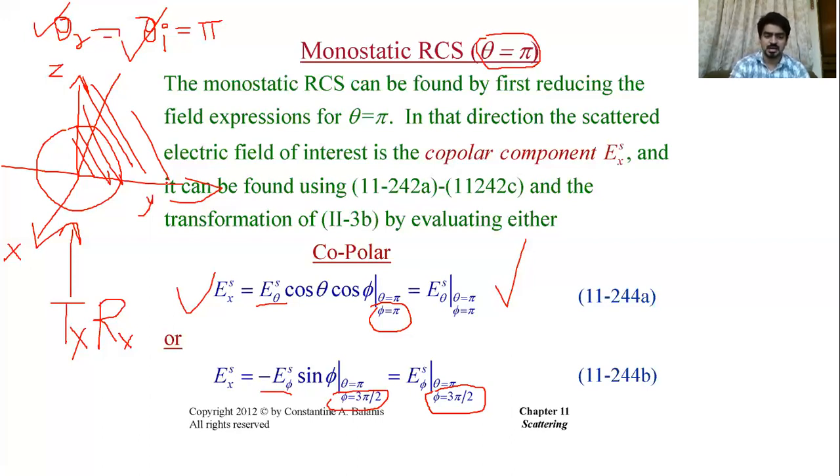Here, E phi along the Y direction will be something like this. However, when we are looking in the negative direction, it will be something like this. So again, it will be in the positive X direction. When we are coming like this at theta equals pi and phi equals 3 pi by 2, in that YZ plane, your Ex component is nothing but equal to E phi. So there are two ways you can find your Ex component, from E theta or E phi.